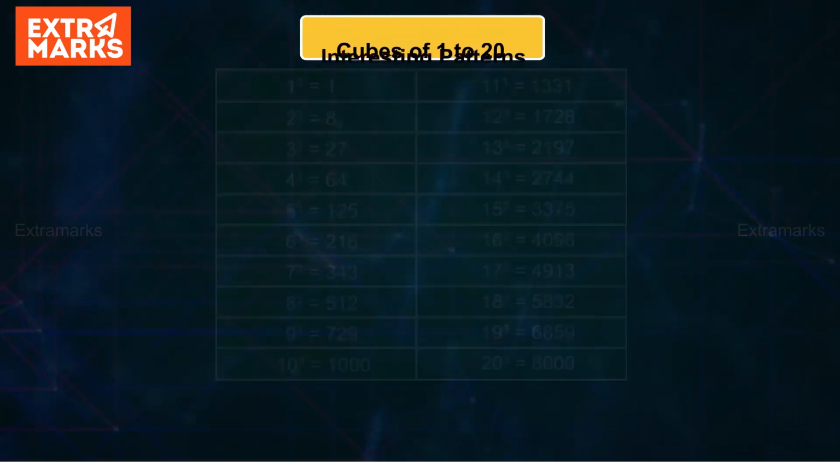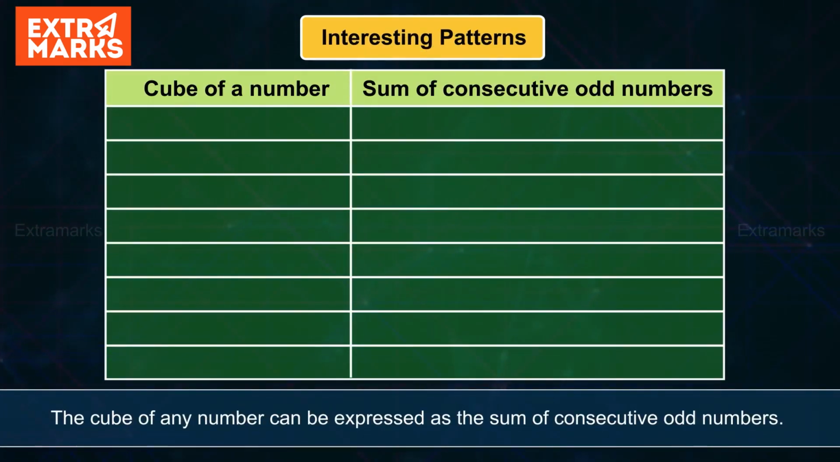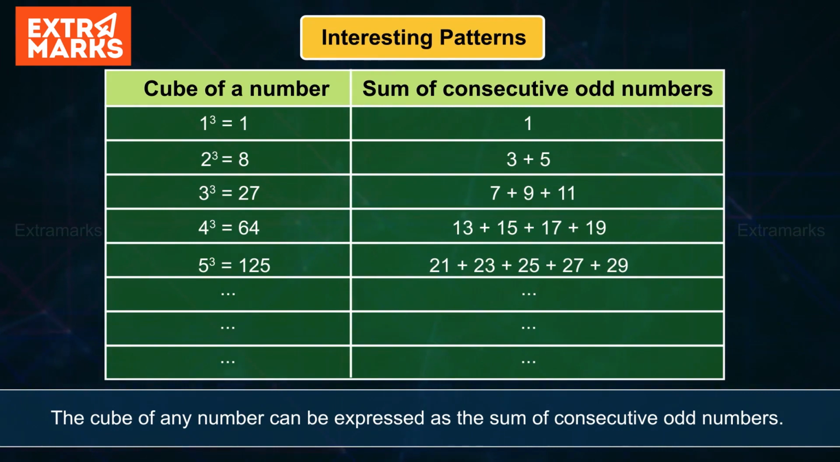Let's discuss them. The cube of any number can be expressed as the sum of consecutive odd numbers. 1 cubed is equal to 1. 2 cubed is equal to 8, which is equal to 3 plus 5. 3 cubed is equal to 27, which is equal to 7 plus 9 plus 11. Similarly, we can write the cubes of other numbers.